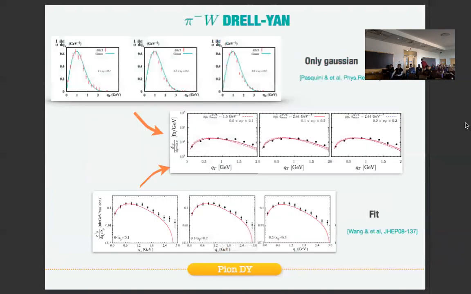Okay, so just not trying to compare with other approaches. There was also a first evaluation by Barbara and Peter Schweitzer, I think, when they had the calculation for the Pion TMD, and they compared with the data with only a Gaussian. They took a Gaussian and it did pretty well at low QT, but they had to fix somehow the normalization and such. So here will be Barbara's results, our results, and the fit of Wang and Schmidt and collaborators.